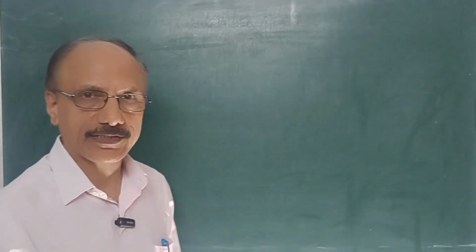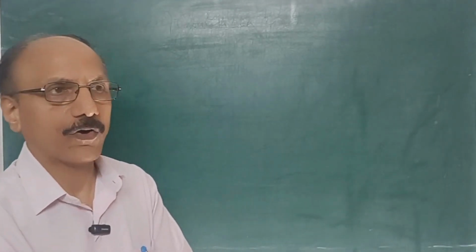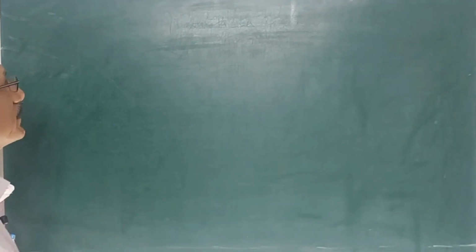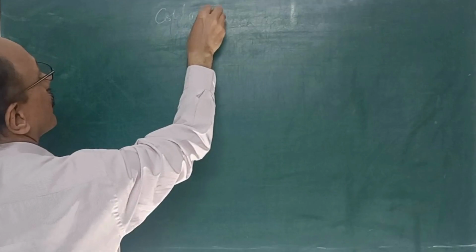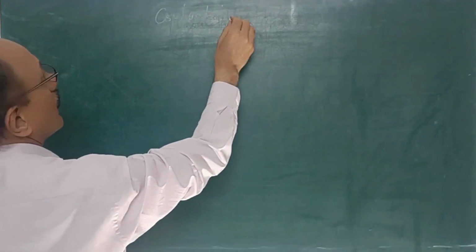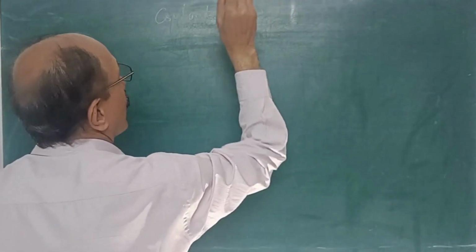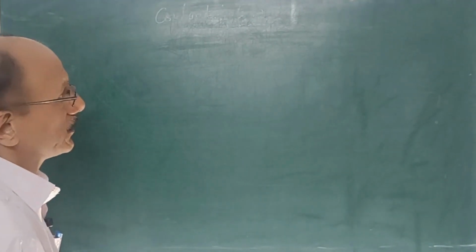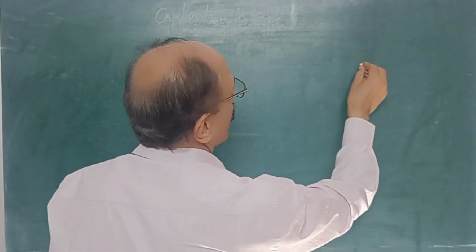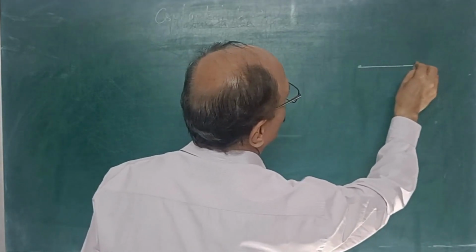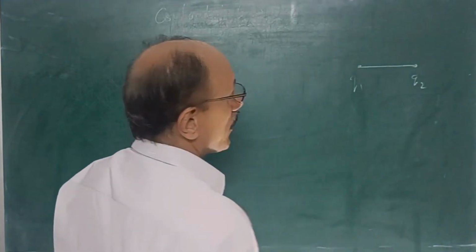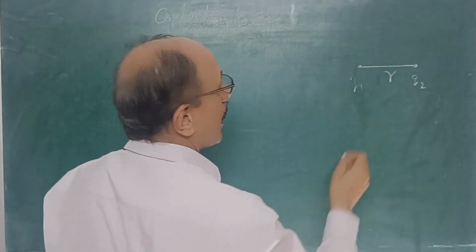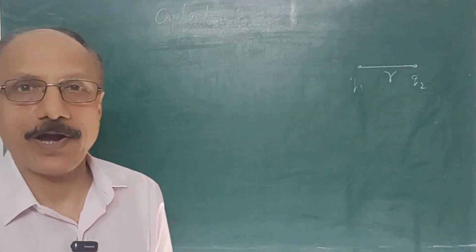Today we will discuss Coulomb's law in electrostatics. In Coulomb's law we have two point charges, one is Q1 and the other is Q2. They are separated by a distance R, and we call them point charges.